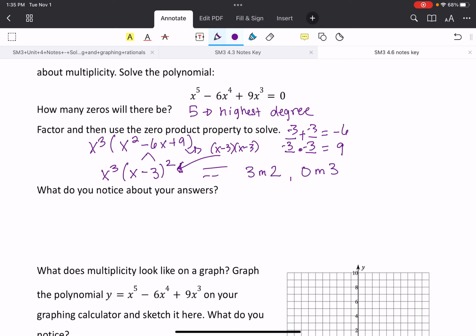0 multiplicity 3 came from the x cubed, right? Yep, if you set this equal to 0, you would get x would be 0, multiplicity 3. Any other questions? Wait, what about the 0 and 3? Yeah, so if you set x equal to 0, x cubed equal to 0, it would be 0, but it's cubed, so multiplicity 3.